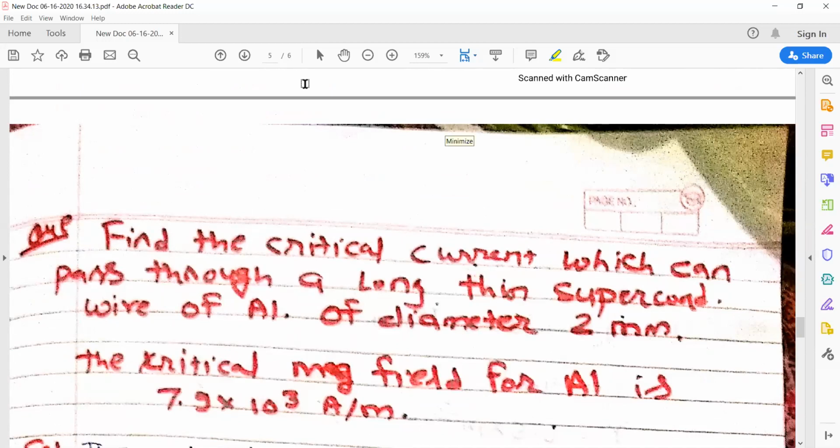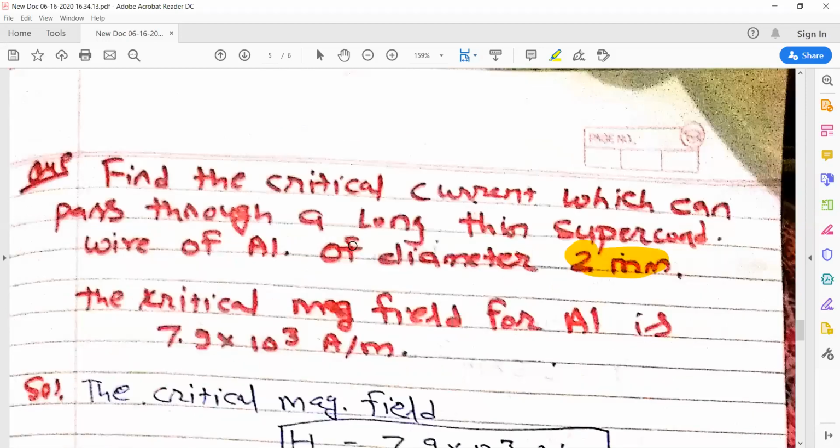Okay, so I'm going to the next question. Find the critical current which can pass through a long thin superconducting wire of aluminum, which has a diameter of 2 mm. This is the aluminum wire through which a critical current can pass.